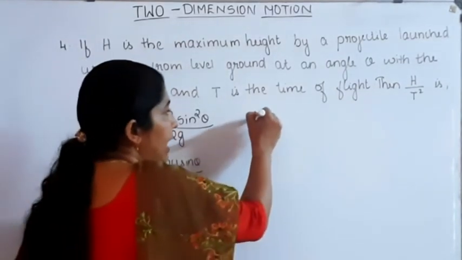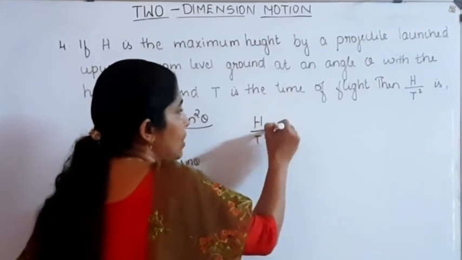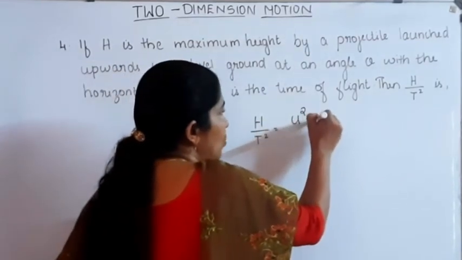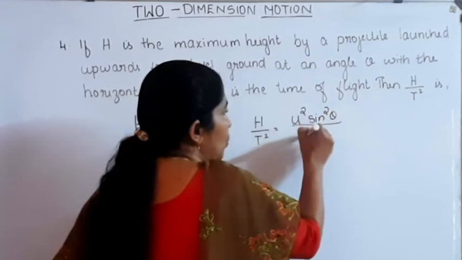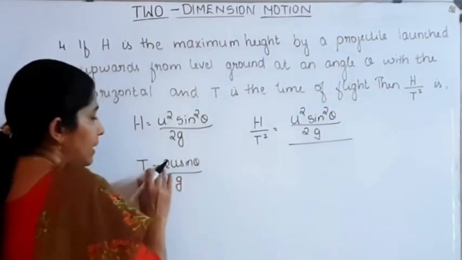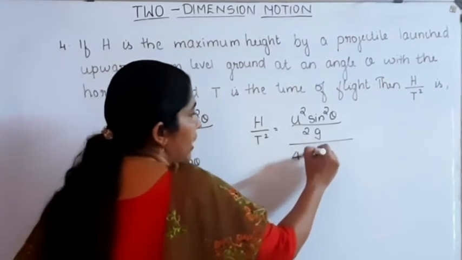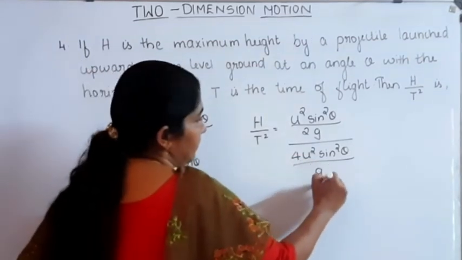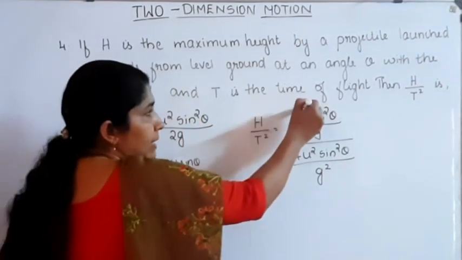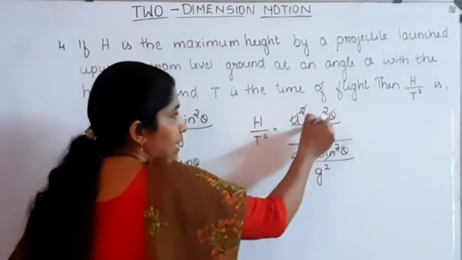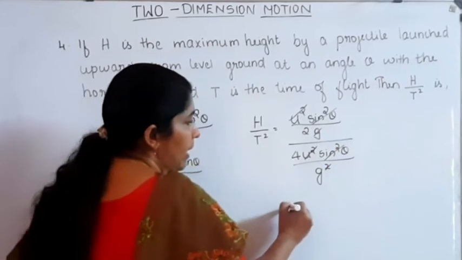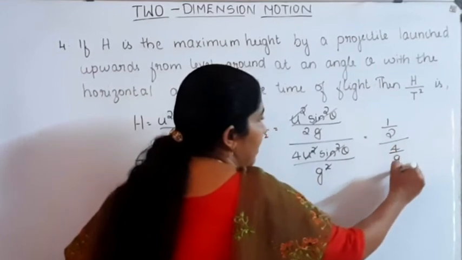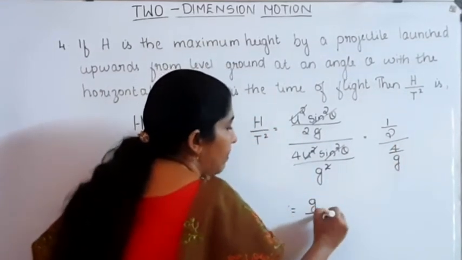Then h divided by t square. H by t square is equal to u square sine square theta by 2g, divided by t square, where t square is equal to 4u square sine square theta divided by g square. Now we can cancel u square, sine square theta, and g. Then it becomes equal to 1 by 2 divided by 4 by g, that's equal to g divided by 8.